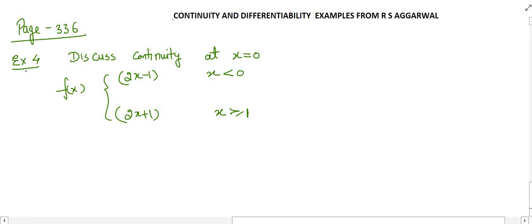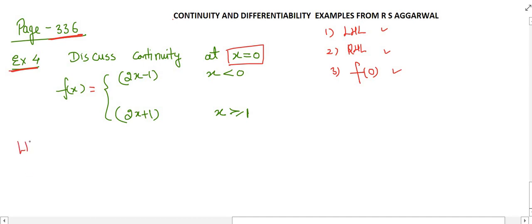Hello everyone. Let's do example 4 from R.S. Aggarwal examples, page number 336. It says discuss continuity of this function at x is equal to 0. To check continuity, we need to check three things: left hand limit, right hand limit, and the function value at that point. If all these three are equal, then we say function is continuous.